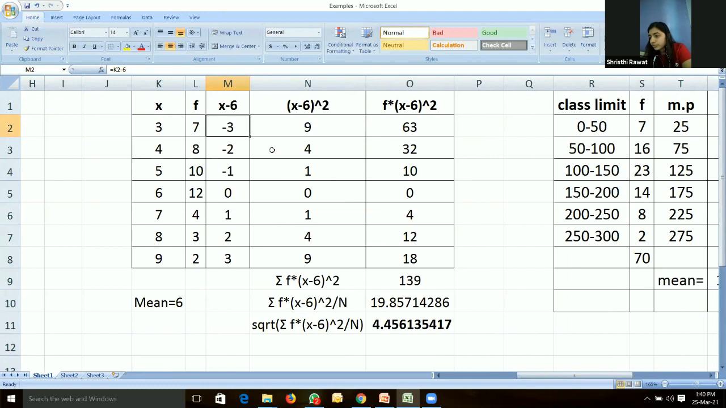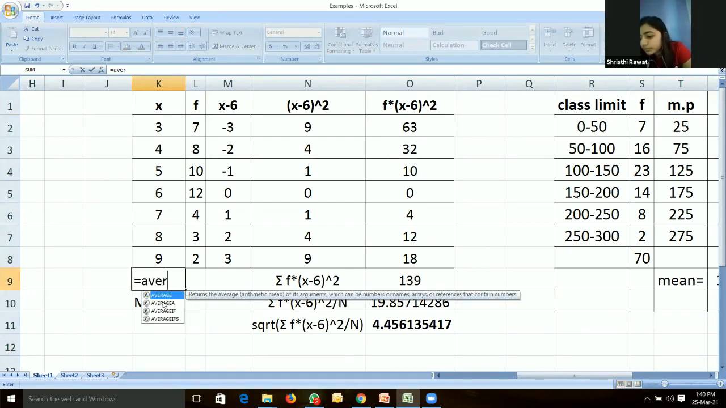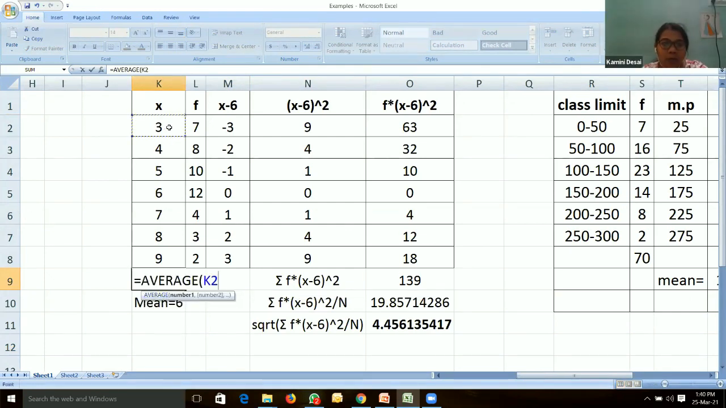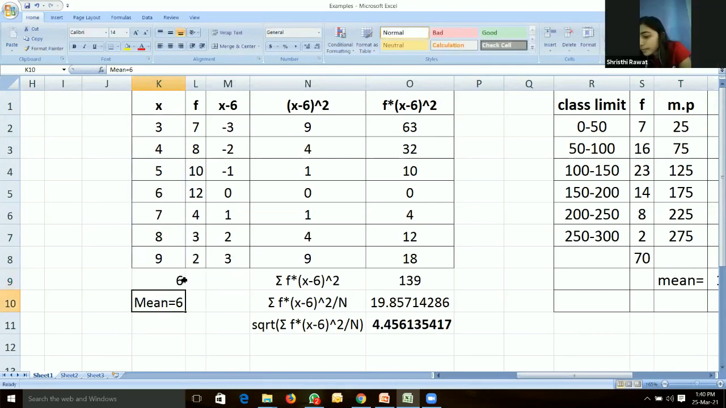And then calculate the mean for that x. I have already written that the average is equal to 12.42.6.